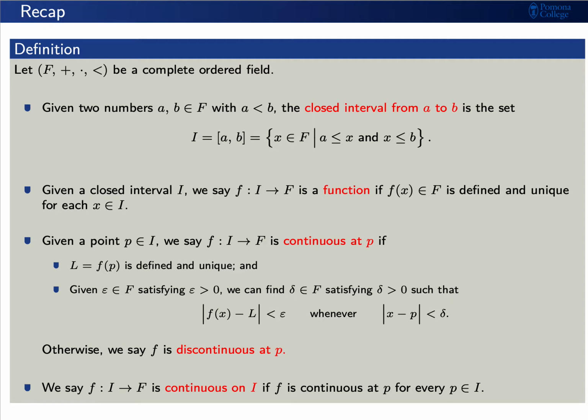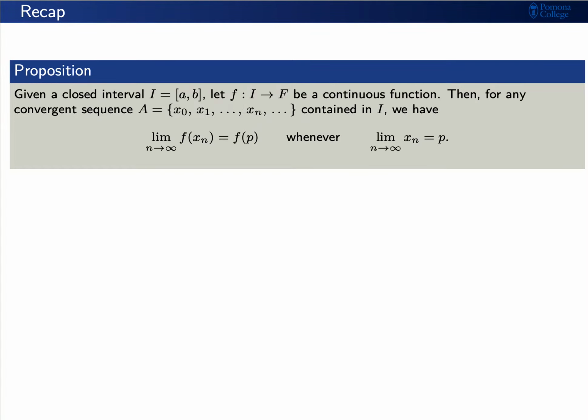We'll say that our function lowercase f is continuous on the closed interval I if f is continuous at P for every P in the closed interval I. We can relate all of this with sequences. Say that we have a closed interval I, and let's let lowercase f be a continuous function.